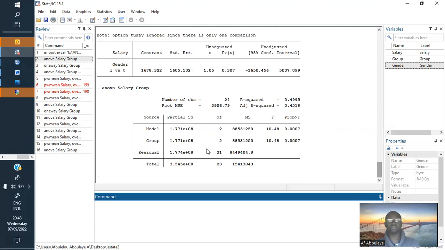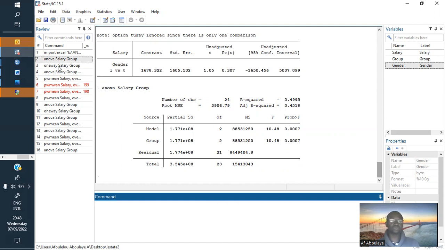Group has an impact on our salary, and also there are differences among the means of the groups: Group 1, Group 2, Group 3. The means of the salary are different. It's for this reason significant. If it was not significant, that would mean that the means of Group 1, Group 2, and Group 3 are the same. That's one way to go with ANOVA.